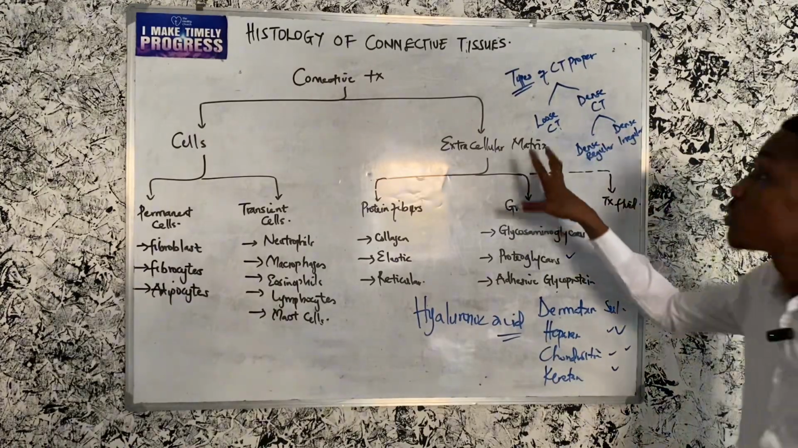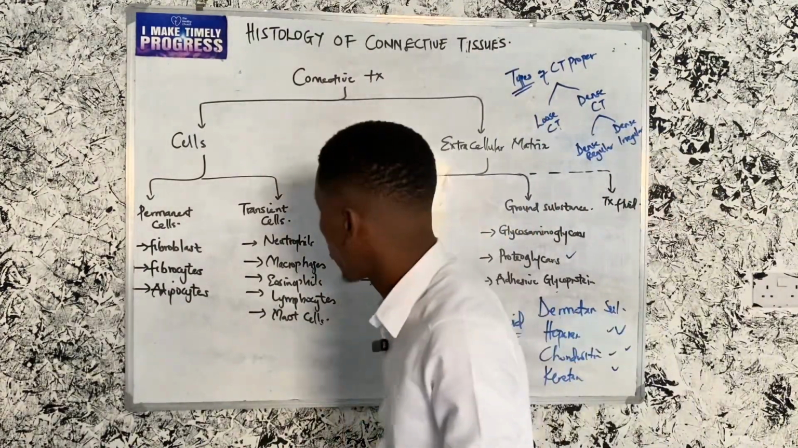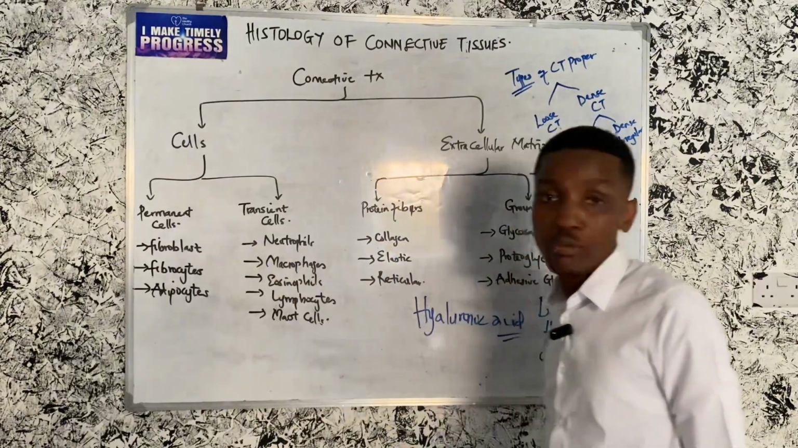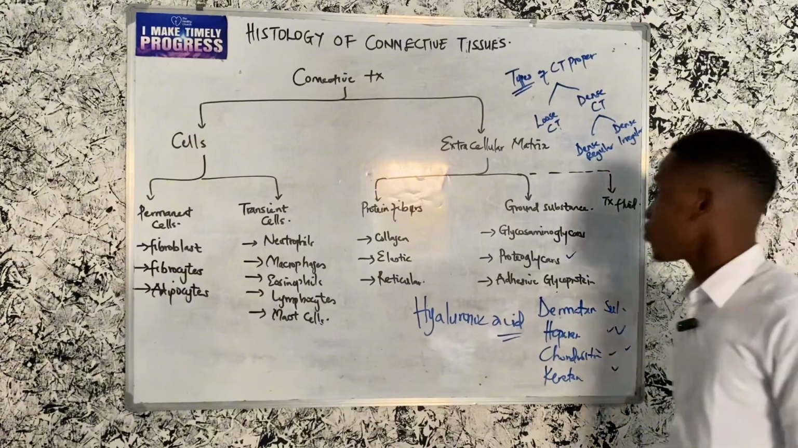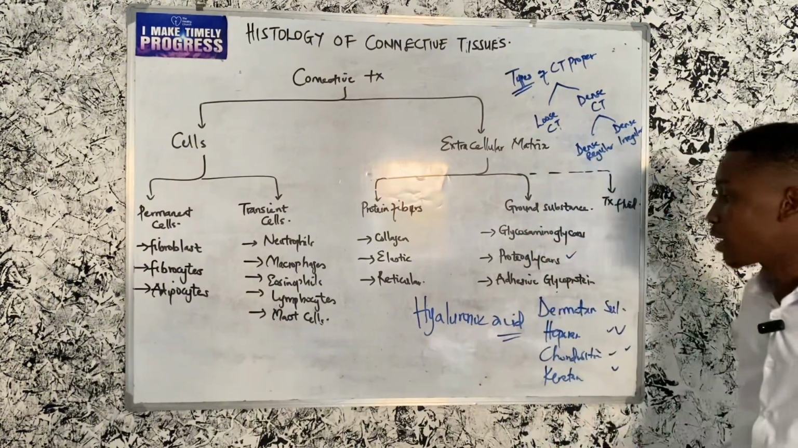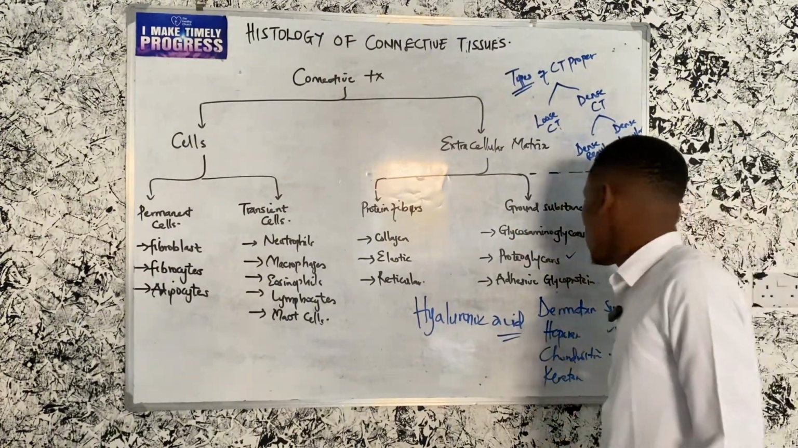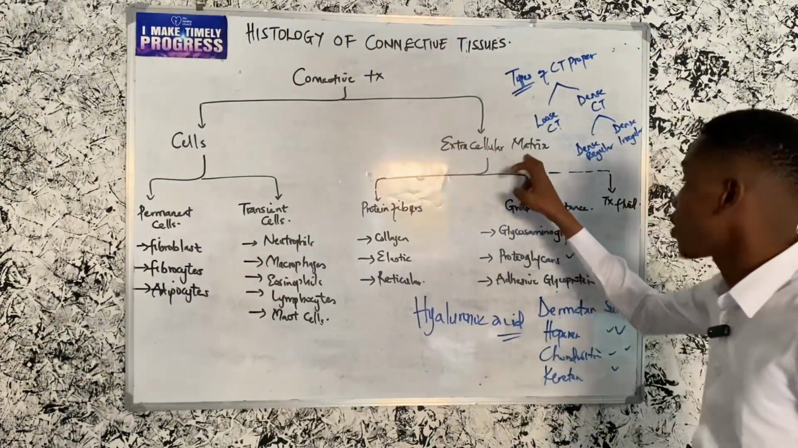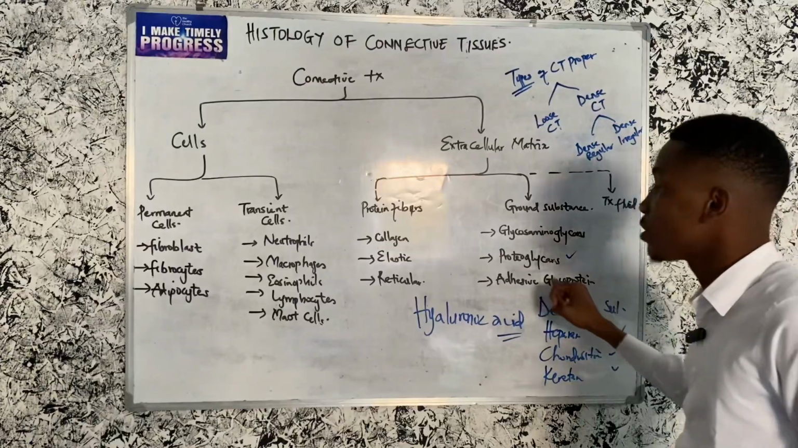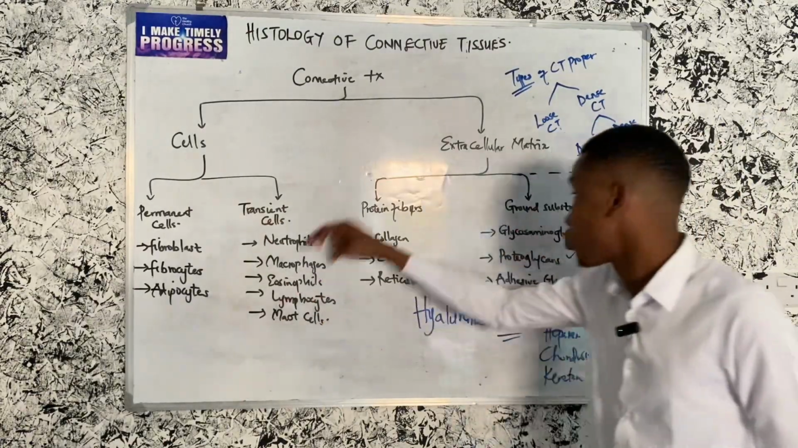So that covers histology of connective tissue. The most abundant cell type, fibroblasts. The most abundant protein fiber, collagen. The most abundant glycosaminoglycan, hyaluronic acid. What's the function of fibroblast? It is the one that will produce extracellular matrix. What's the function of glycoprotein? The one that will attach the cells to the fibers.